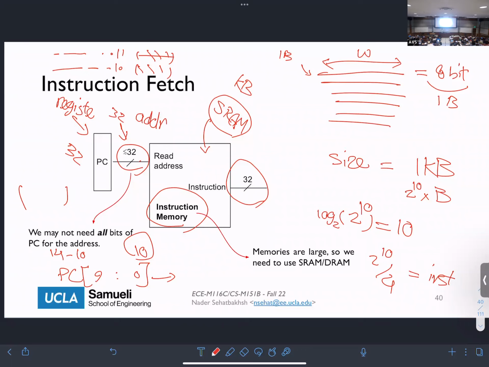The question is, does the instruction memory include the data of the program? As I said, these are all part of the same memory, which is much bigger than this. But for now, just assume that instruction memory is physically separated from your data memory. So your instruction memory only includes instructions, and your data memory only includes data. Later on, we're going to combine the two.